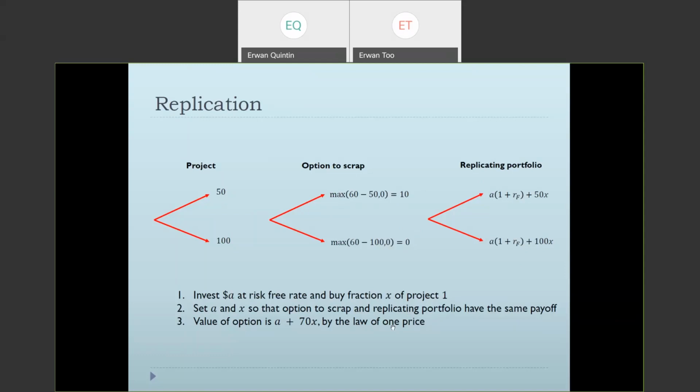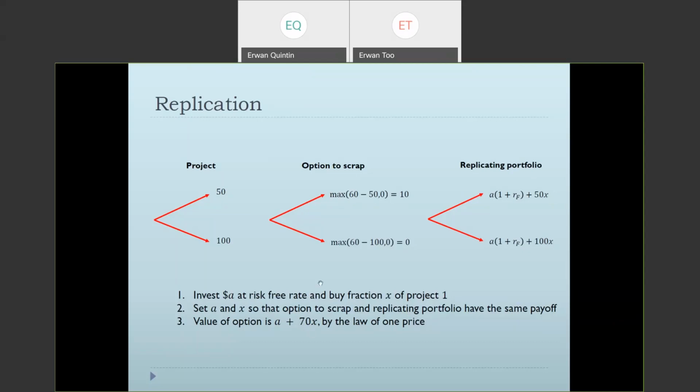And once I know this, I know that the value of the option has to be A plus 70 times X. Why? Because if I invest A at the risk-free rate and I buy fraction X of a project which is worth by assumption 70 in location one, that's the cost of my portfolio. So since I have two portfolios that have the same payoff, they have the same cost. So that has to be the value of the option.